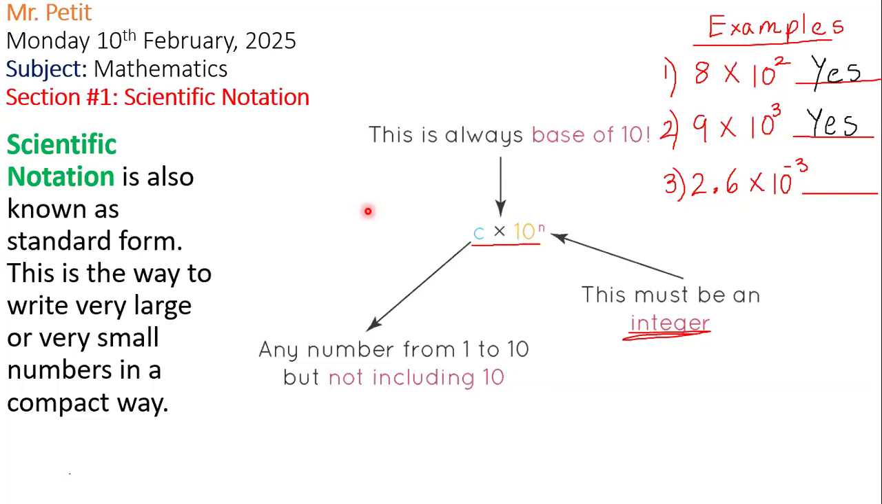Any number. That part is correct. It says any number from 1 to 10. The key word is any. 2.6 is still from 1 to 10. Any whole number? It just says any number. It didn't say any specific number, but it still says any number.